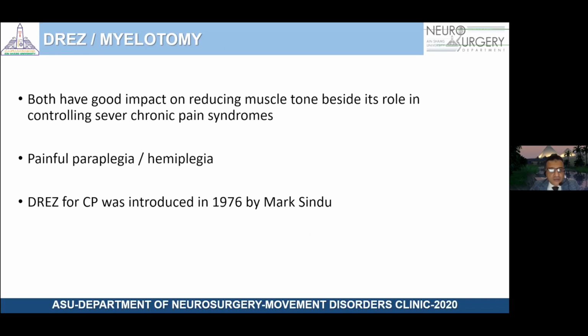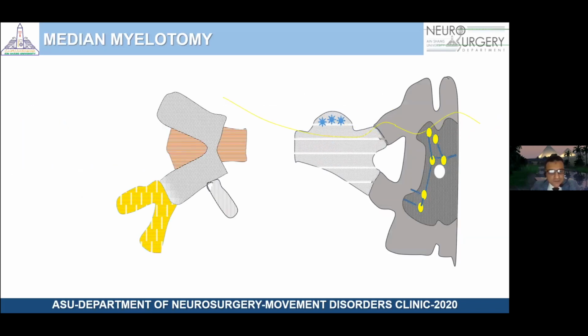Regarding DREZOTOMY and MYELOTOMY, both have a good impact on reducing muscle tone, besides their role in controlling severe chronic pain syndromes. They are indicated in painful paraplegias and hemiplegias, and as we know, DREZOTOMY for cerebral palsy was introduced in 1976 by Marc Sindou in Lyon, France.